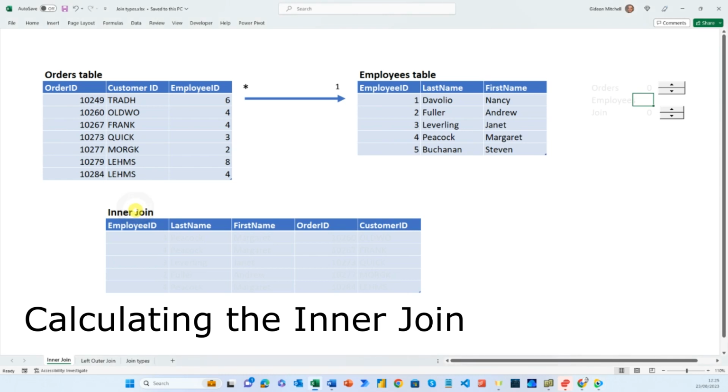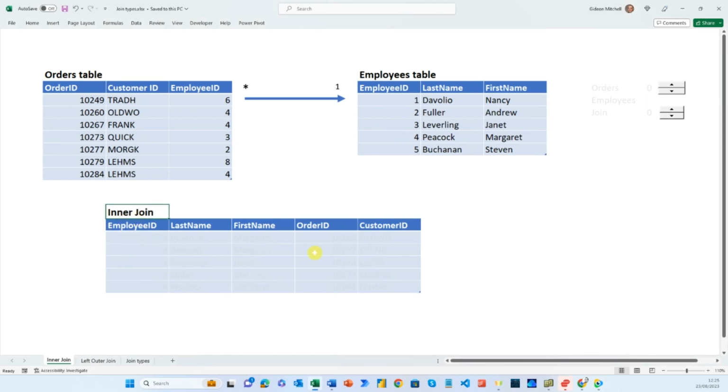Okay, so underneath I have a blank table here, and I'm going to fill in this table with the record set that I would get if I did an inner join of the 2 tables at the top. So how do we do it? To work out the inner join of the 2 records, what we're going to do is to iterate through the records in the left-hand table one at a time.